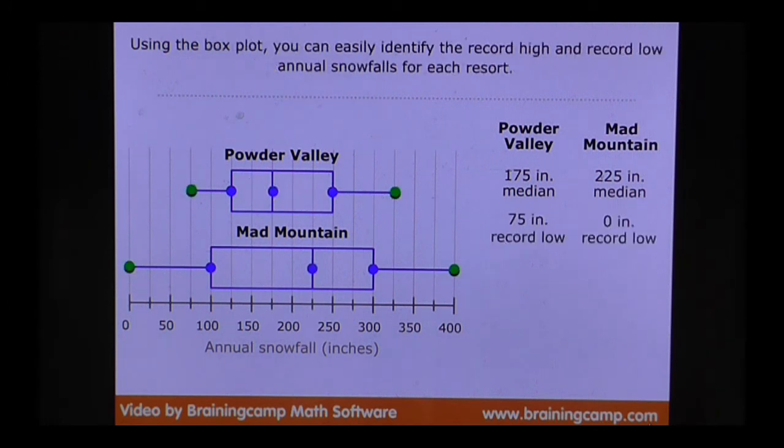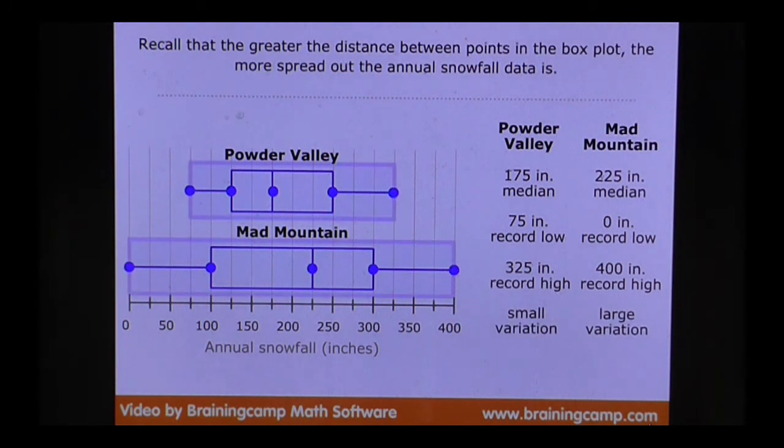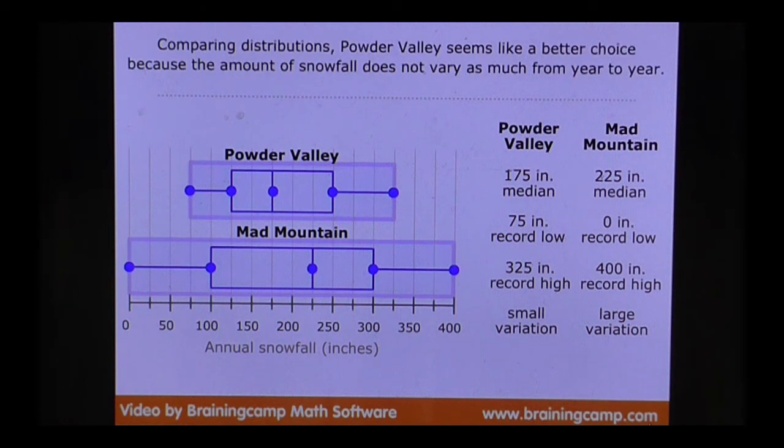Using the box plot, you can easily identify the record high and record low annual snowfalls for each resort. Mad Mountain seems attractive because it has the largest record high snowfall, but it also has the smallest record low. Recall that the greater the distance between points in the box plot, the more spread out the annual snowfall data is. Comparing distributions, Powder Valley seems like a better choice because the amount of snowfall does not vary as much from year to year.